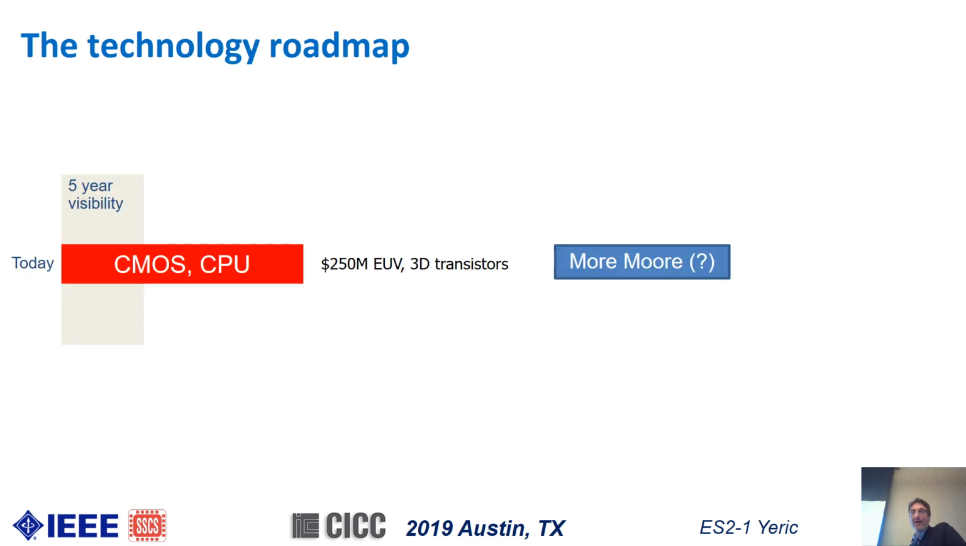Okay, so that was a lot of topics, and I struggled really hard. How can I summarize that whole set of stuff I just told you in one slide? I'm going to try. So this is my summary of the technology roadmap. We have a standard Moore's Law. We're going to improve CMOS with $250 million EUV steppers. We're going to stack the transistors. There's a roadmap for potentially 20 years, with all the caveats I gave you.